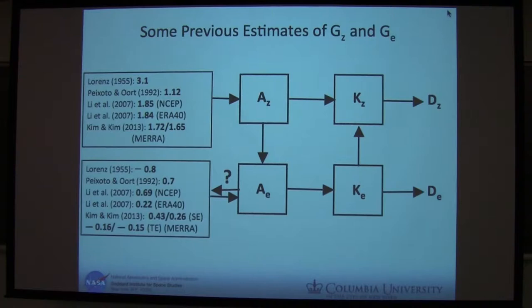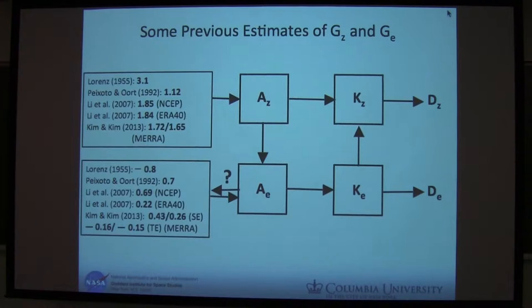So there have been estimates made in the past of these terms, GZ and GE. Lorenz felt that GZ should be about 3 watts per meter squared. All of these units are watts per meter squared. He showed his own work later on, estimated GZ to be about 1 watt per meter squared. More recently, there have been analyses done using reanalysis data sets. They find that GZ varies between about 1.65 and 1.85 watts per meter squared. So there's not a lot of disagreement currently as to the magnitude of GZ.